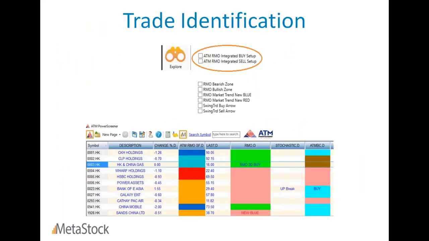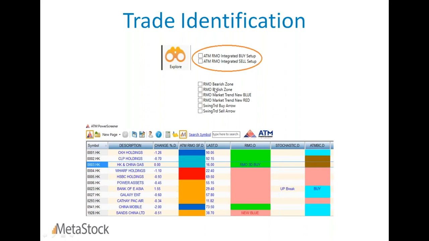Trade identification, friends, is extremely easy. I pay a lot of attention to this, which is why when you buy the ATM power screener, you do get, so the ATM, just in case you're wondering, is the automated trend modules. That's the add-on that's available to you. And that gives you the integrated buy and sell. So wherever you have all three in place, in other words, the blue bar, the buy arrow, the RMO bullish, you simply run an integrated buy and sell. It's going to find exactly those stocks which have met that criteria today. Right now on the current bar, I have all three integrated buy and sell. So quite a solid scan you get there.